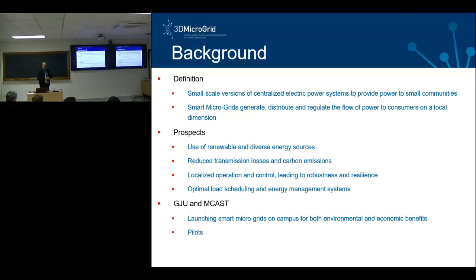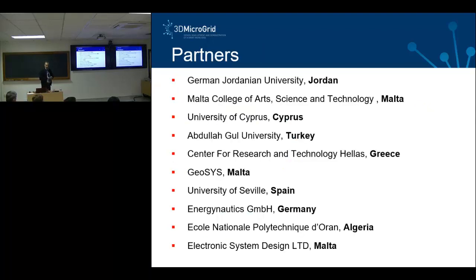We started the project about a year ago, and we're aiming for another 2 years to finish with the objectives. And as I said, those are the partners of our project. German Jordanian University in Jordan is the coordinator, Malta College of Art, Science and Technology in Malta, University of Cyprus in Cyprus, Abdullah Gül University in Turkey, Center for Research and Technology Hellas in Greece, GeoSES in Malta, University of Sevilla in Spain, Energetics in Germany, École Nationale Polytechnique d'Oran in Algeria, and Electric System Design Ltd in Malta.